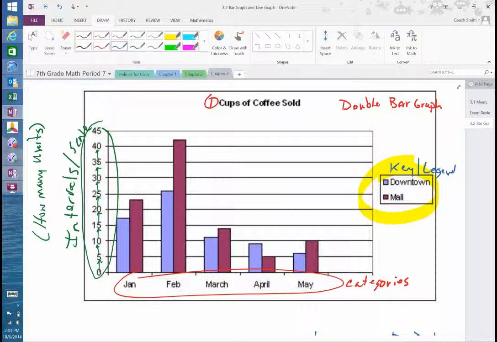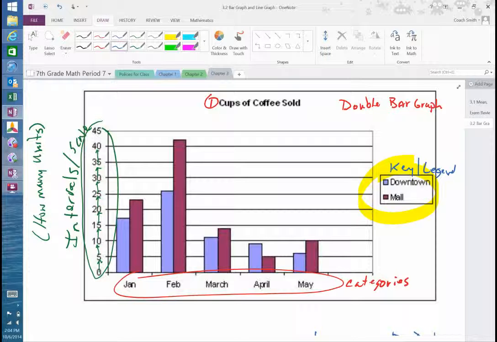We know that it represents January, February, March, April, May. But what we do know is that the blue bar represents the number of cups of coffee sold downtown. This represents the number of cups of coffee sold at the mall. And so that's what the legend does. Now, as we visually look at this data, this is a double bar graph on cups of coffee sold.